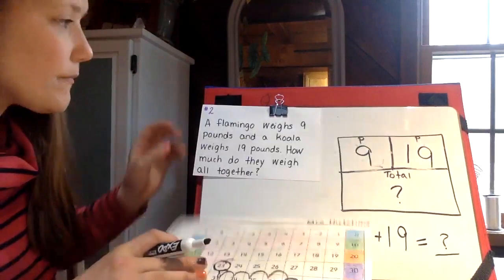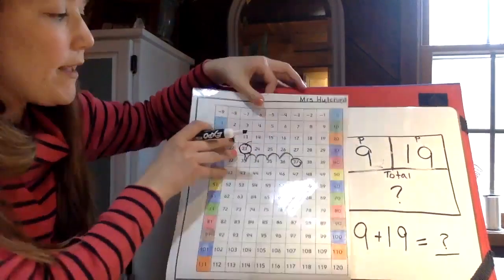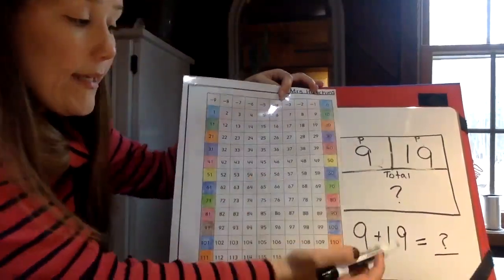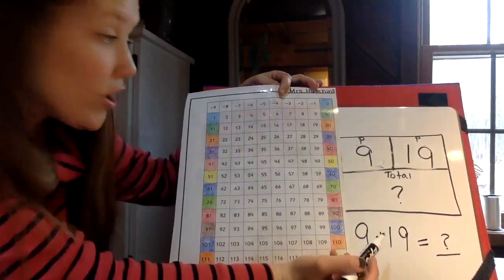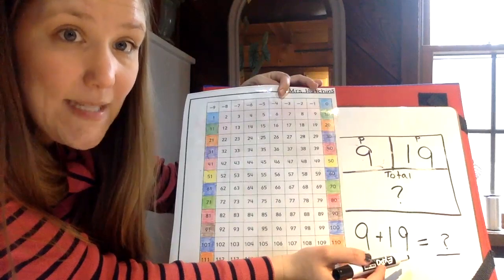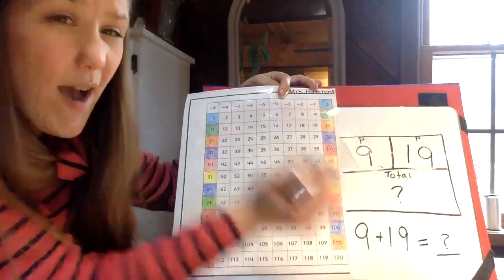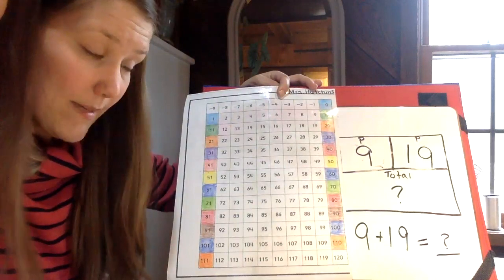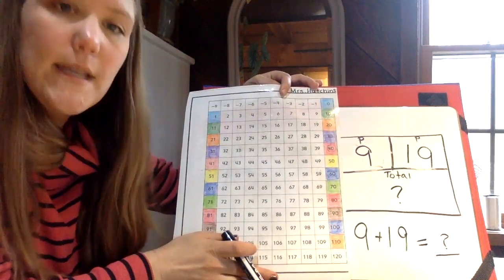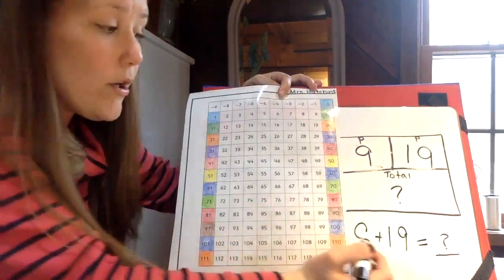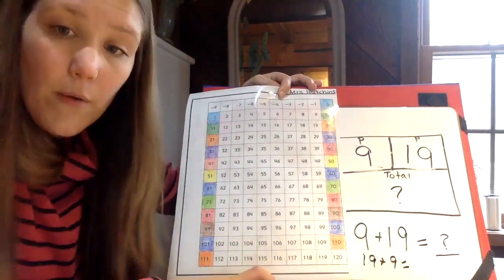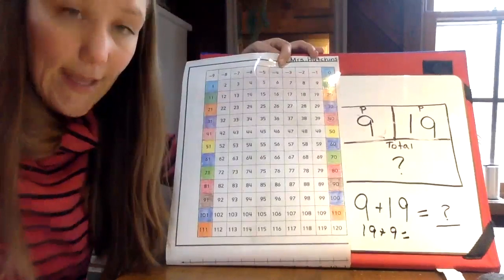So let's start with our number grid. Now, I could start at 9 and I could go up 19 hops. But man, oh man, 19 hops is a lot. So I could make a real big mistake if I tried to count up 19 hops. So I think I'm going to start at the bigger number. And is that okay in addition? Yes, because of the turnaround rule. We can go 9 plus 19, or we could go 19 plus 9. And they're both going to have the same answer.